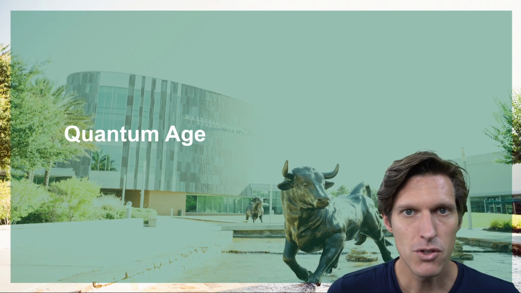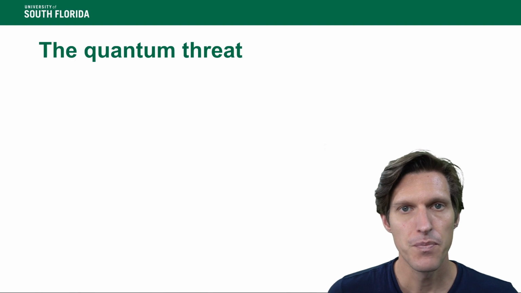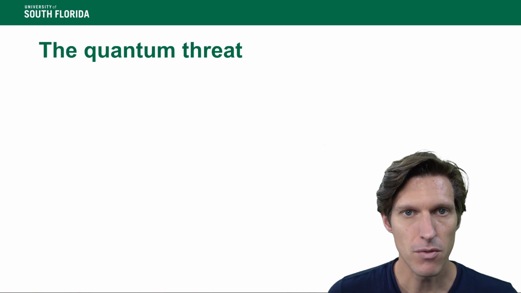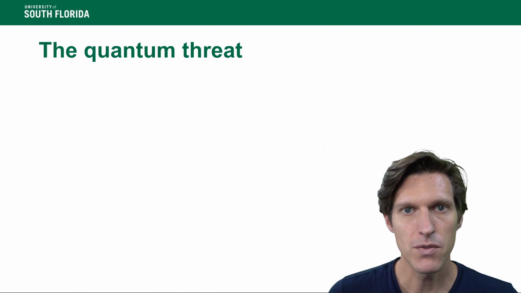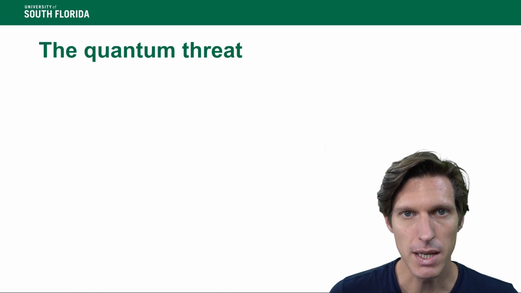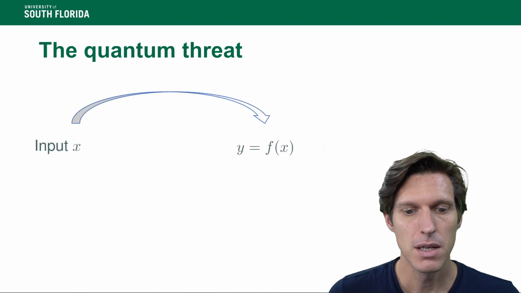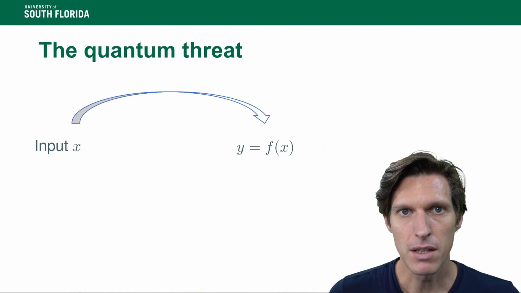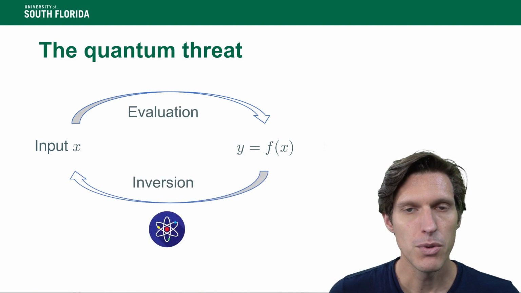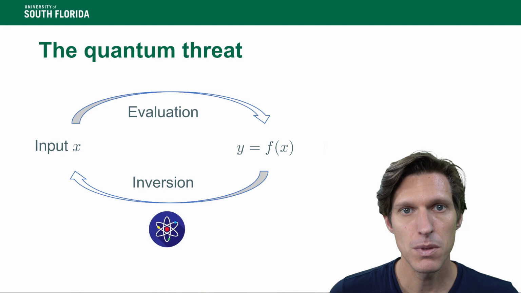So I want to say just a few words about what happens with quantum computers. Quantum computers have been developing very rapidly, especially in the past few years. And most of the one-way trapdoor functions that are used today are susceptible to quantum attacks, meaning that we know everybody can evaluate, but also with a quantum computer, inversion becomes easy, even without the key. And that's really the problem here.